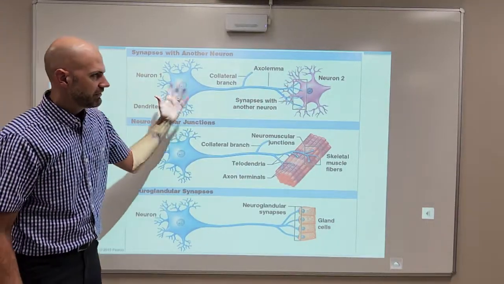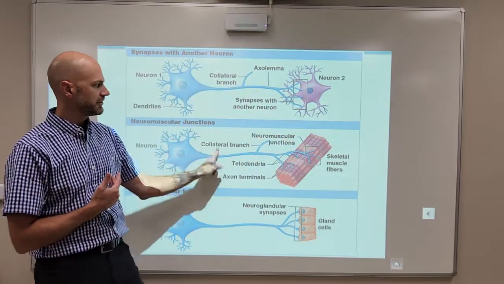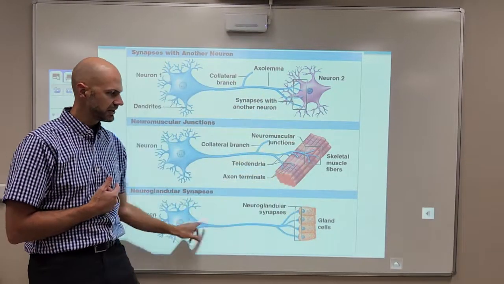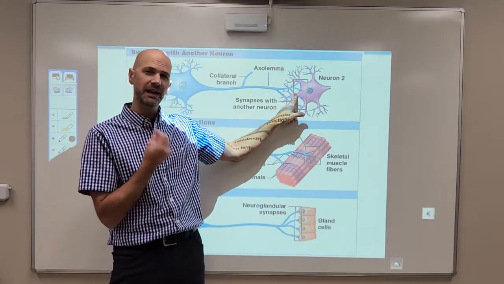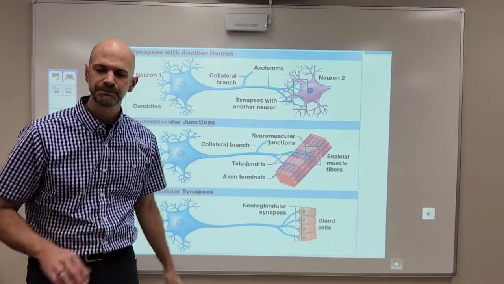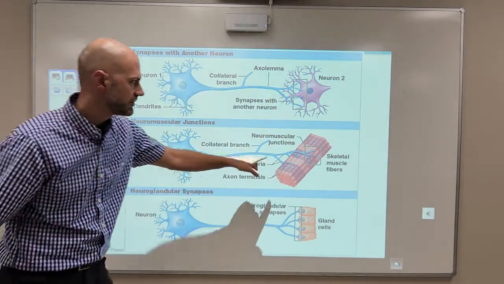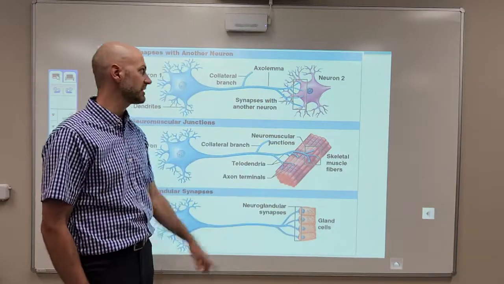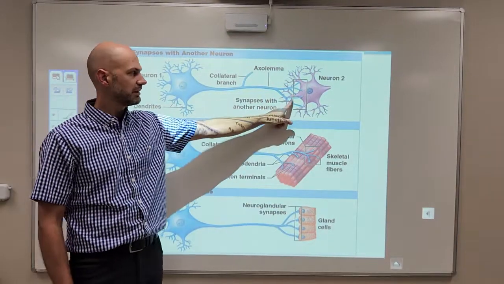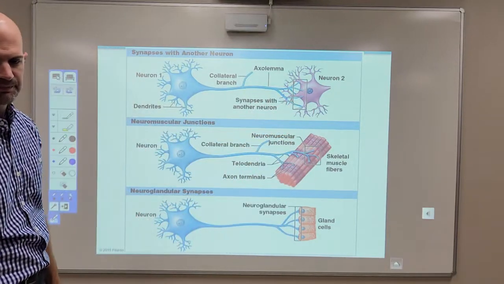As I said, we can have multiple types of synapses: between two neurons, between a neuron and muscle, or between a neuron and a gland. All of these have synapses and they all behave in roughly the same way. We call these neuromuscular junctions, we call these neuroglandular junctions, and these we call neuron-neuron junctions, or just regular synapses.